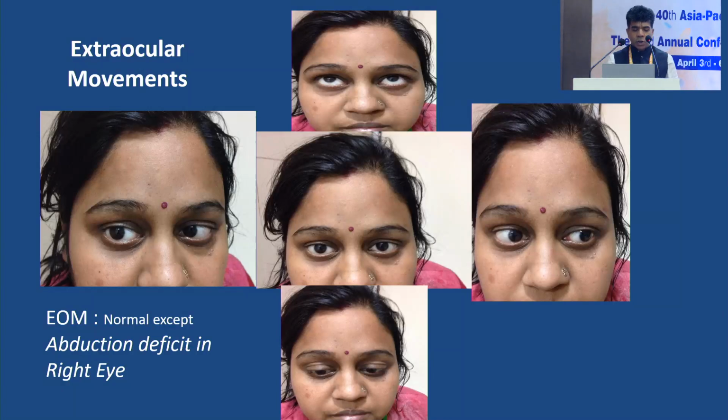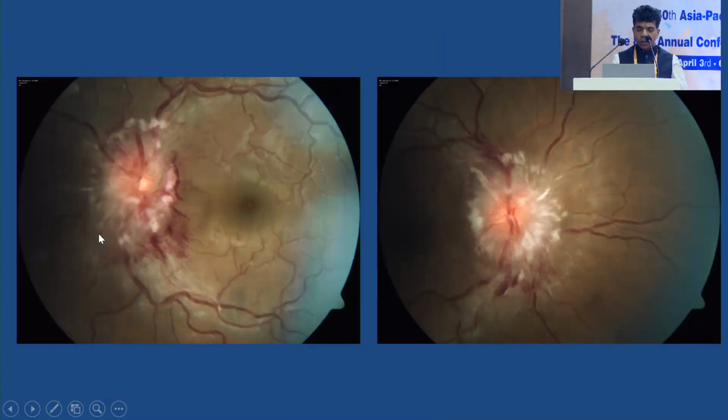Okay, abduction deficit in the right eye, very well you can see over here, not going to the angle of the outer canthus. So this was the picture. So definitely this is not an optic disc edema. You can say disc edema unless until you get the MRI done, there is increased intracranial pressure.